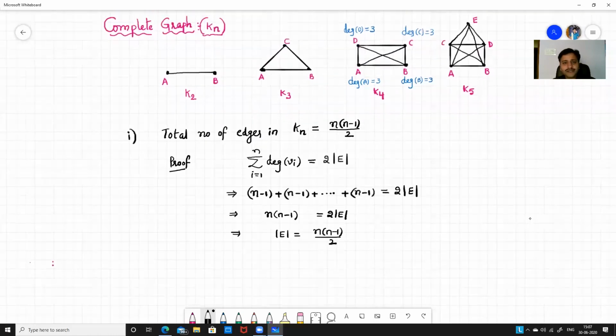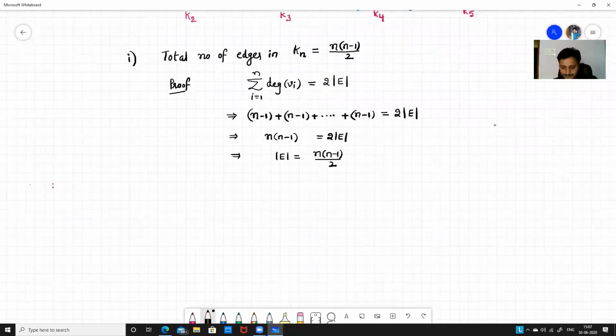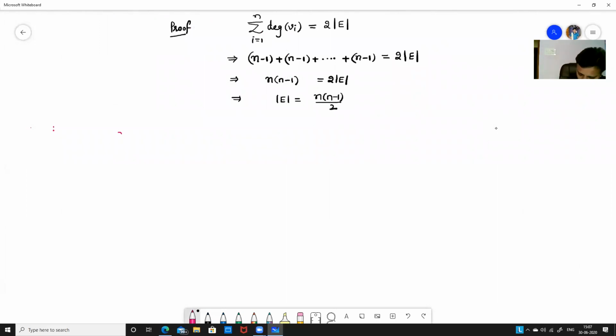Here I want to introduce one more definition, that is called complement of a graph, because there is a relation between the given graph, the complement graph and the complete graph. Therefore, I want to derive that relation. So what is the meaning of complement of a graph? I'll take a simple example, and by using that example, I'll explain what the complement of a graph means.